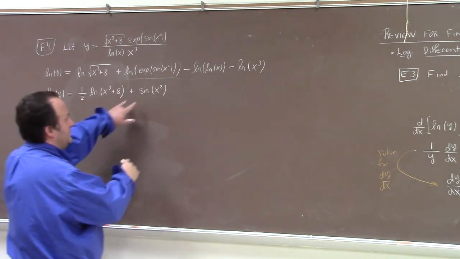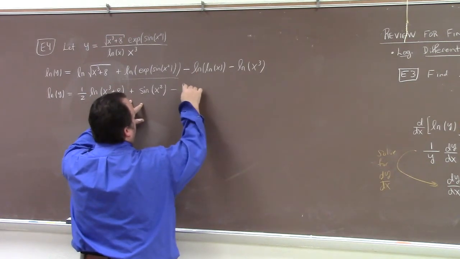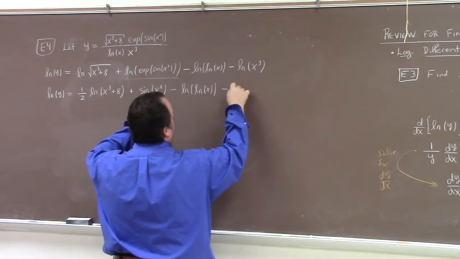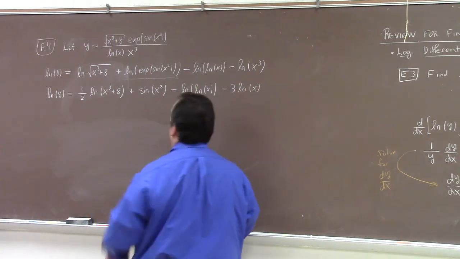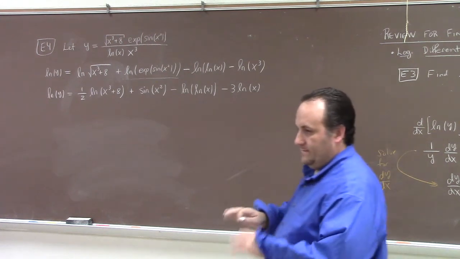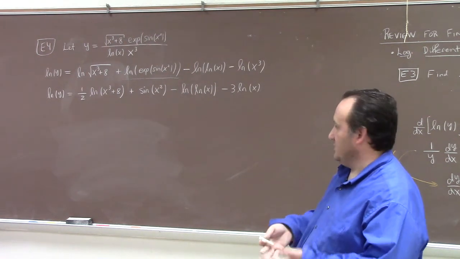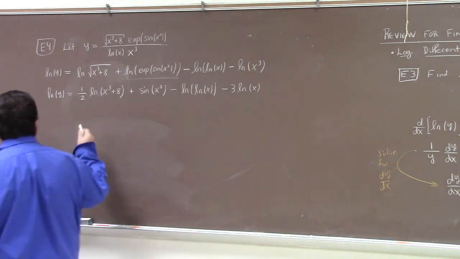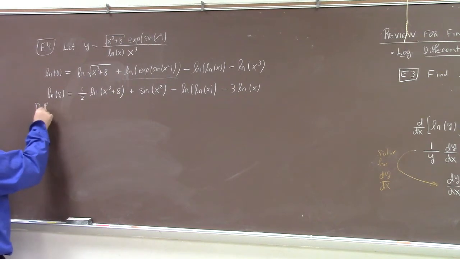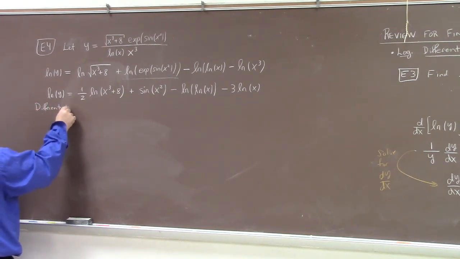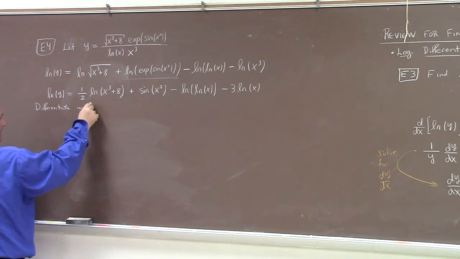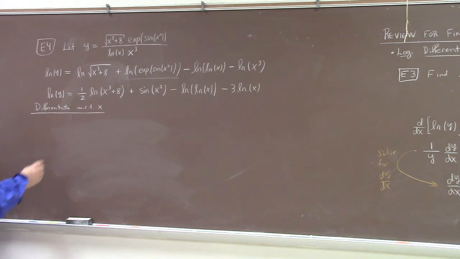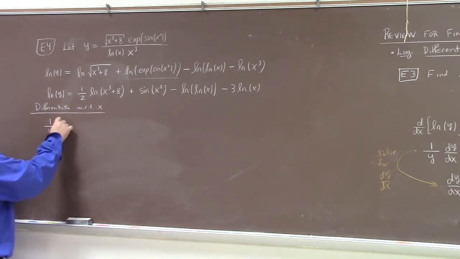continuing, sine of x squared, this is what it is. But we can simplify the last one, right? We can pull the 3 out. I can't simplify further. That's what we're stuck with. Okay, now we differentiate with respect to x. All right. Now, so we have 1 over y dy dx, right?